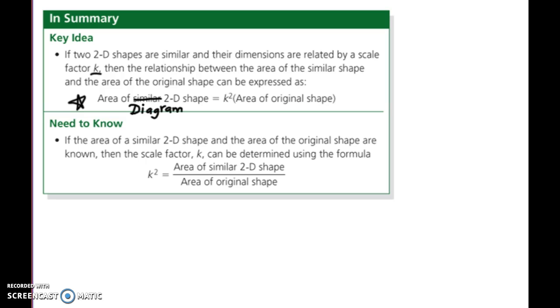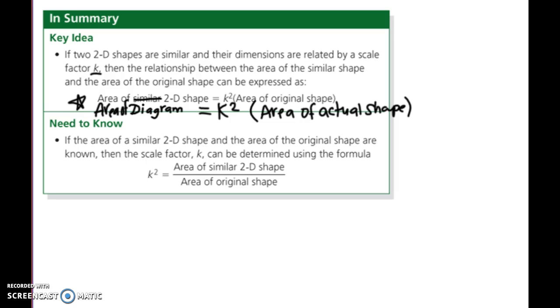So the area of the diagram of the 2D shape is equal to the scale factor, which is K, squared, multiplied by the area of the original, which I like to call area of actual shape. Okay? Sometimes this makes it easier to decipher in the word problem what we're talking about.